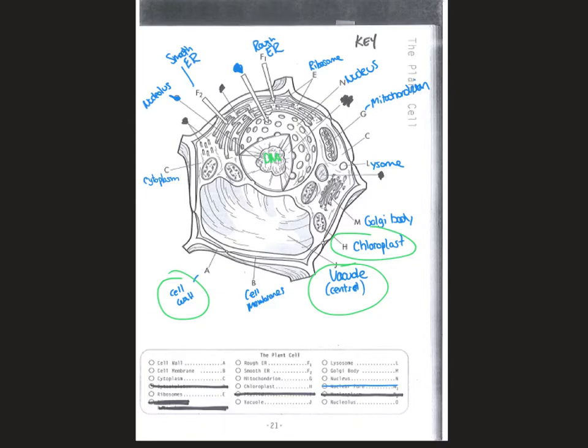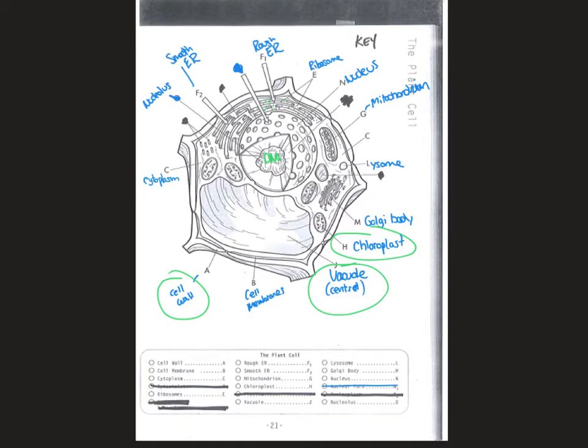So a couple other ones here. The smooth ER here is where lipids are synthesized and a few other things like that. While over here with the rough ER, you see these little dots here, that's kind of the definition of the rough ER. And that is where ribosomes are attached. Okay, and that's what these are pointing at here.